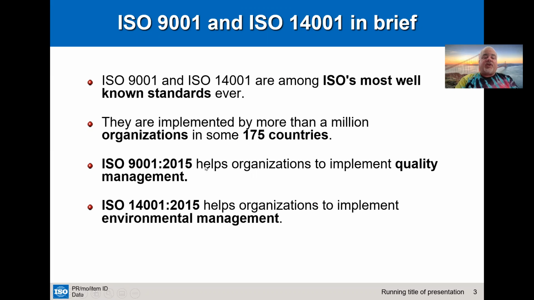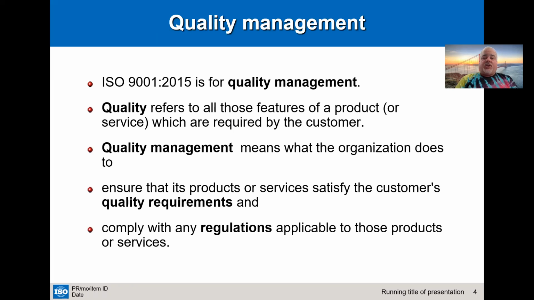So ISO 9001, 2015, meaning it was 6 years ago, helps organizations to implement quality management. So one take-home message, 9001 is about quality management. 14001 helps organizations to implement environmental management standards. Okay, one is about quality, one is about environmental management.